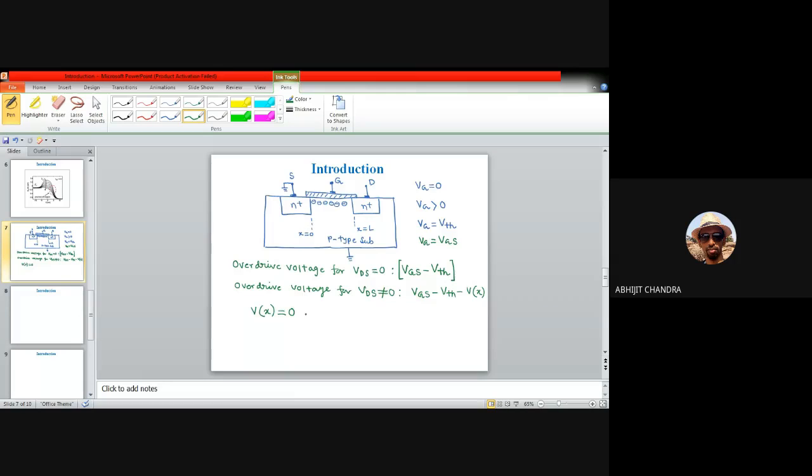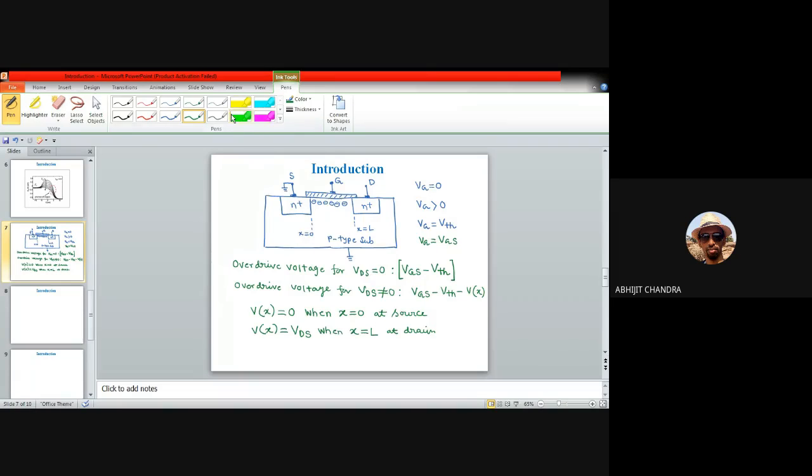So VX will be zero when X equal to zero, at the source. Whenever you are at the source, the potential is nothing but VG minus VTH. Now here we have applied some VDS voltage, so VX will be equal to VDS when X equal to L, at the drain. So at the drain end, it will be nothing but VGS minus VTH minus VDS.